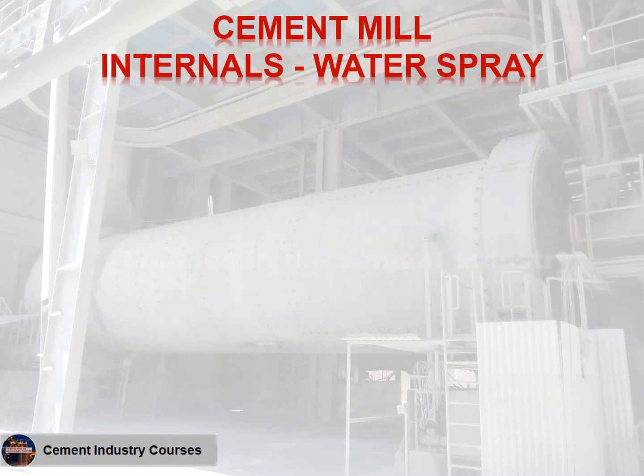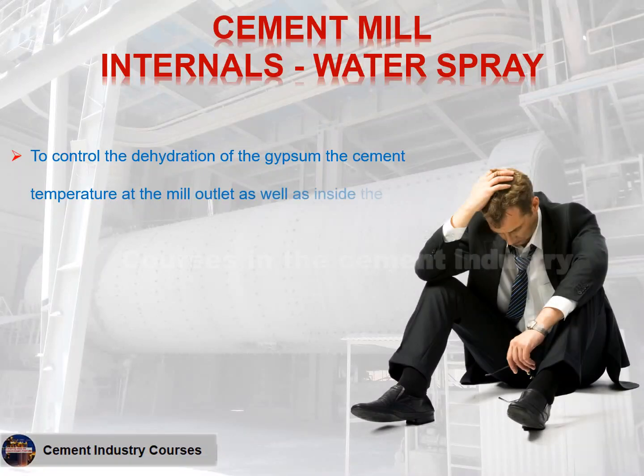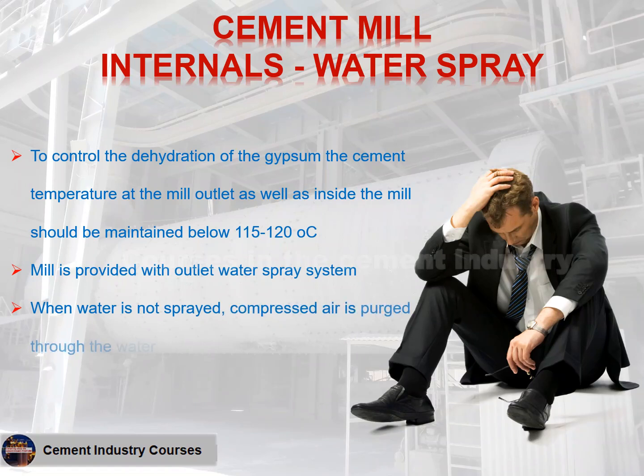Cement mill internals, water spray. To control the dehydration of the gypsum, the cement temperature at the mill outlet as well as inside the mill should be maintained below 115 to 120 degrees. The mill is provided with an outlet water spray system. When water is not sprayed, compressed air is purged through the water nozzle to avoid its blockage.